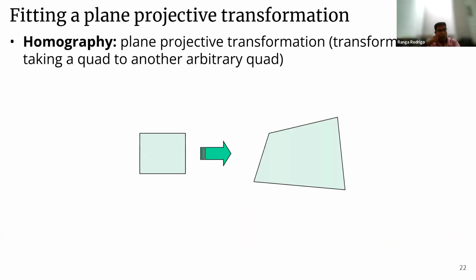So if you think about the homography, a plane projective transformation, a transformation taking a quadrangle to another arbitrary quadrangle like that, you can see the action of a homography is shown in this fashion.